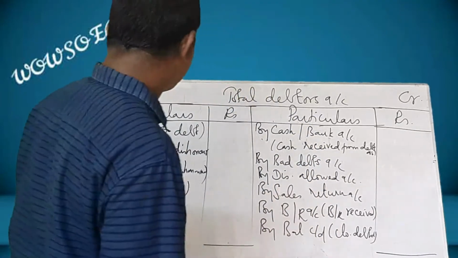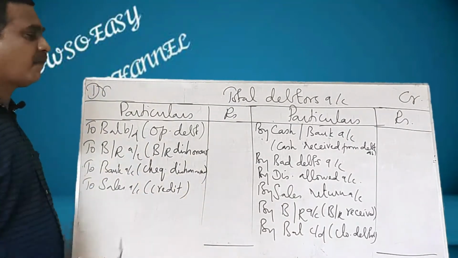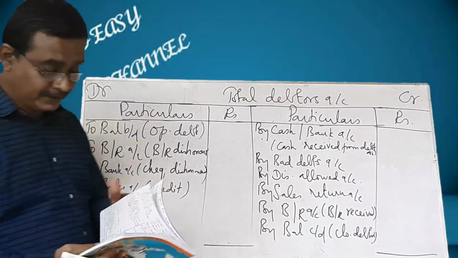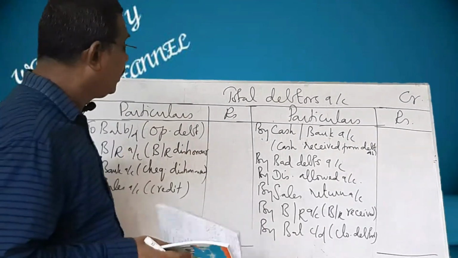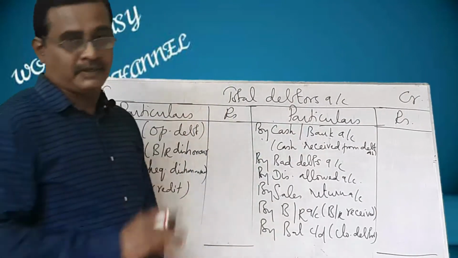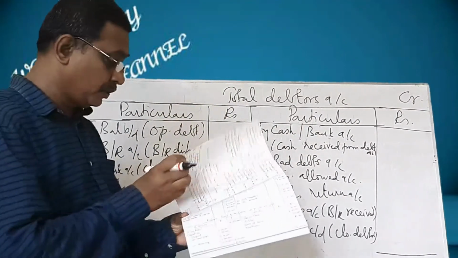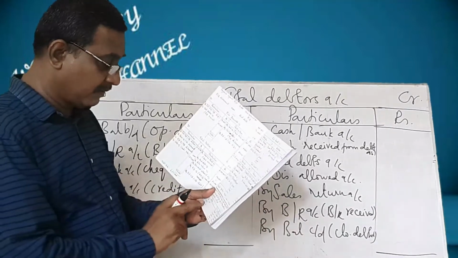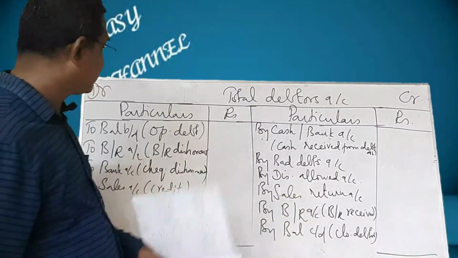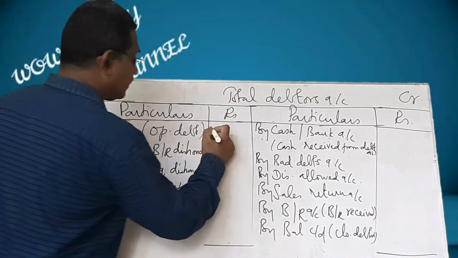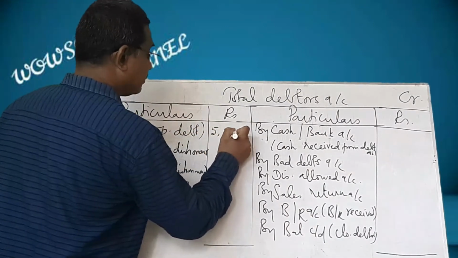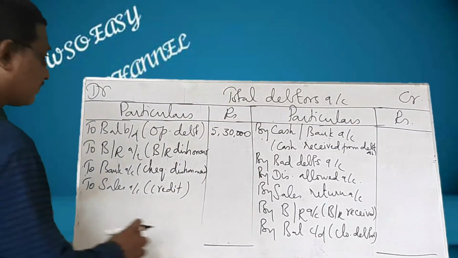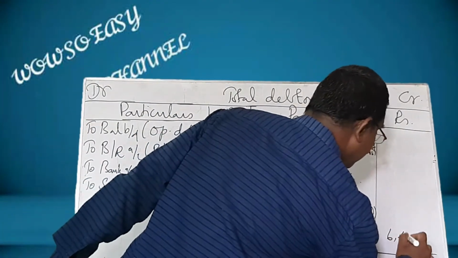See, I have written the format of total debtors account. Now, from the figures given here, you have to apply the amounts in the format. First, let us go to the sum. First one, opening stock, closing stock. Then, opening debtors 5,30,000. And closing debtors 6,40,000.